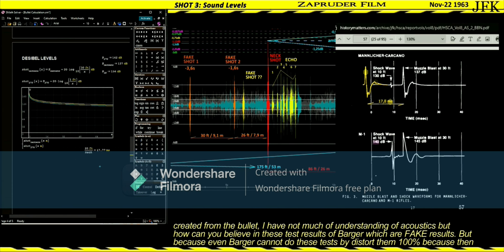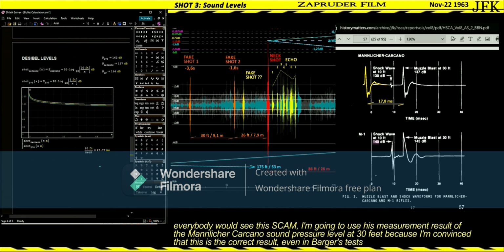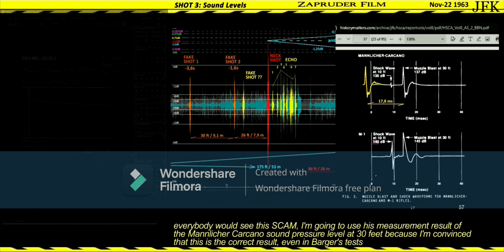I do not have much understanding of acoustics, but how can you believe in these test results of Barger, which are fake results? But because even Barger cannot distort these tests 100%, because then everybody would see this scam, I'm going to use his measurement result of the Mannlicher Carcano sound pressure level at 30 feet, because I'm convinced that this is the correct result, even in Barger's tests.